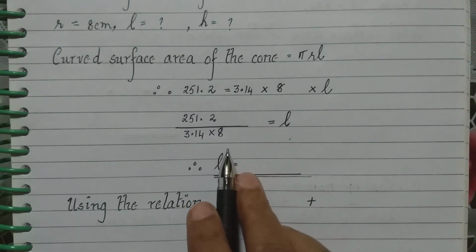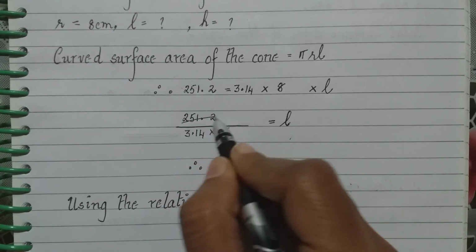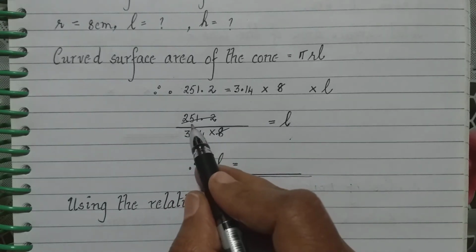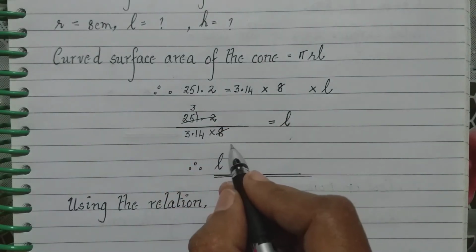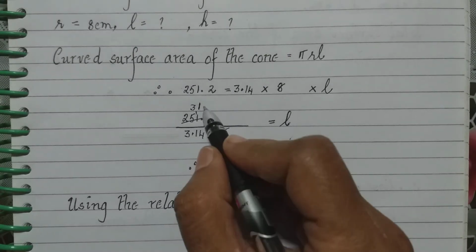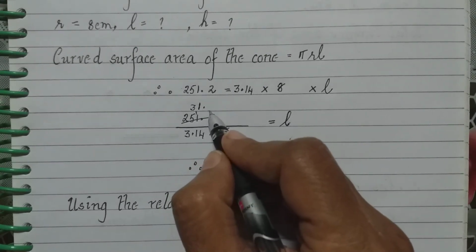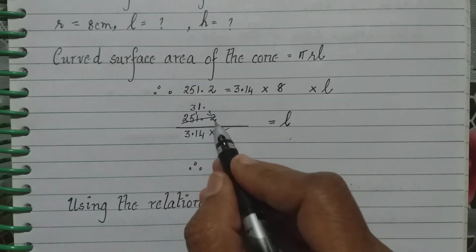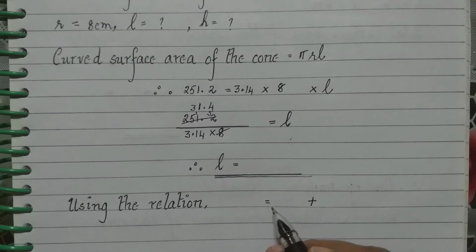Okay, if I were to simplify this further, 8 goes in 251.2. 8 goes in 25. 8 3s are 24. 1 remains. 8 goes in 11. 1 time. Okay. Then we have the point. After 8, 9, 10, 11. 3 is left. So 8 goes now in 32. 4. So you have here 31.4 upon 3.14.